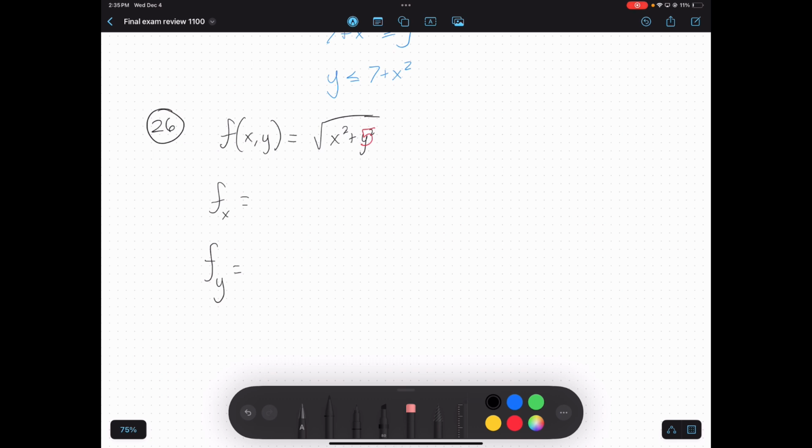Chain rule, right? I do have a function inside of a square root function. So this is the same thing as x squared plus y squared to the 1/2. So I'm going to use chain rule here. I get 1/2 x squared plus y squared to the -1/2. That's me taking the derivative of the outside function. You keep the inside function the same. And then what's the derivative of the inside function?